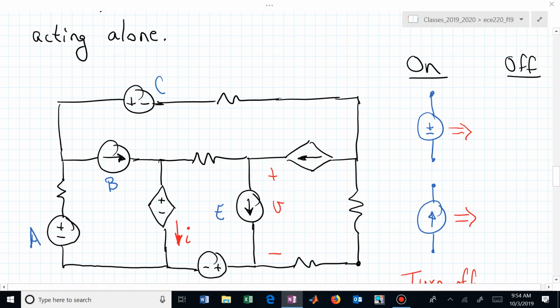We'd short it. So now we just replace that source with a short. If we wanted to turn off our current sources, what do we do with those? It's just the opposite. Now we just open it up. We remove it.